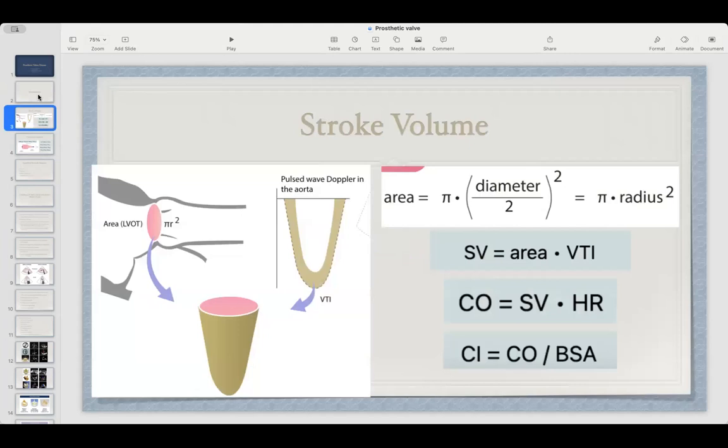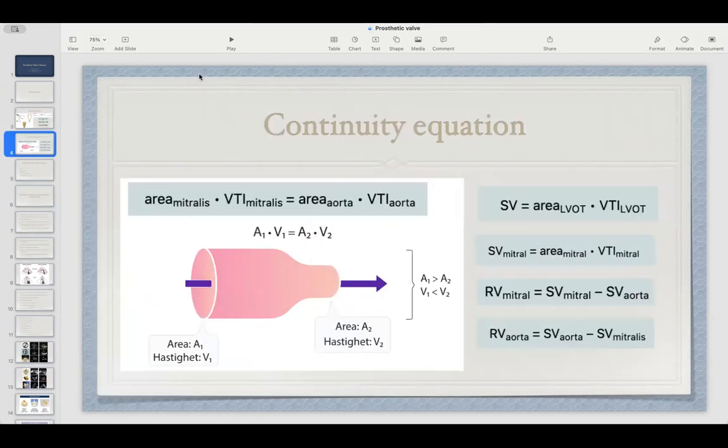Before we start, just quick about the equation that we're going to use in this lecture. Very important to know the area, and we discussed this previously. You divide the diameter, square it, and multiply by pi. Stroke volume: you multiply the area by the VTI and you will get the stroke volume. If you multiply the stroke volume with the heart rate, you will get the cardiac output. And if you divide it by the body surface area, you will get the cardiac index. Here, very important to remind you of the continuity equation, which is basically the volume at point A.